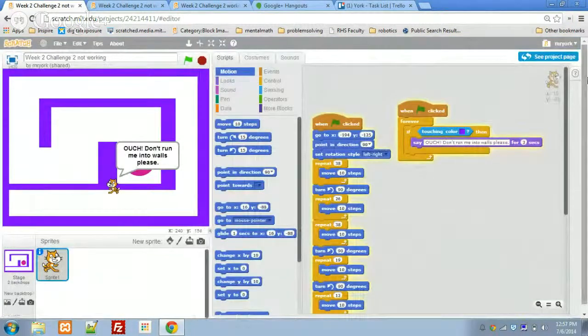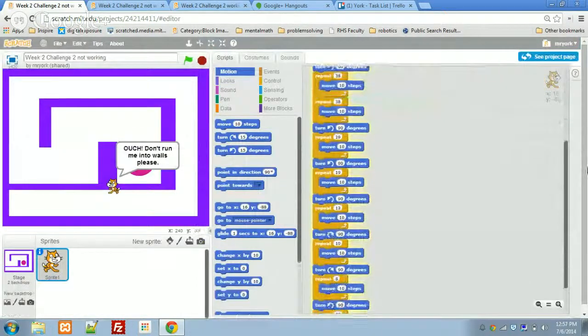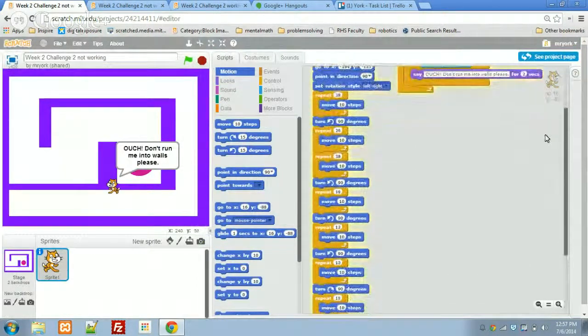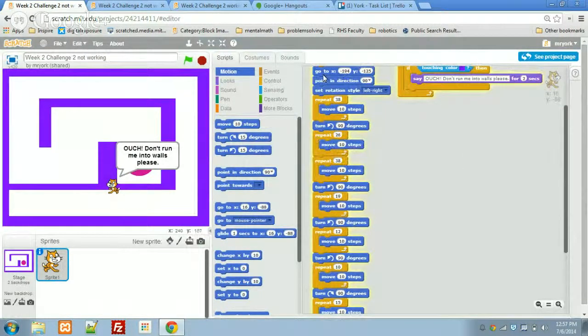So let's see inside. Now this may look like a lot of code, but really it's just the same thing over and over again to move us throughout the maze, right? We move some, we turn, we move some, and so on. So let's take a look. We've got our reset code. The cat starts in the right place, points in the right direction. It's not turning around in a circle. Everything's great.